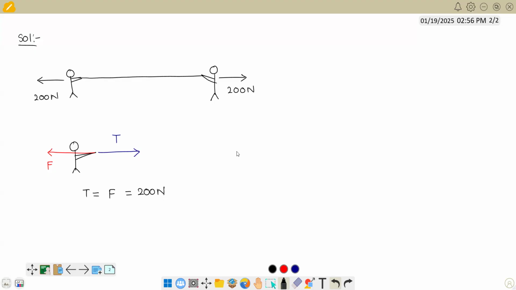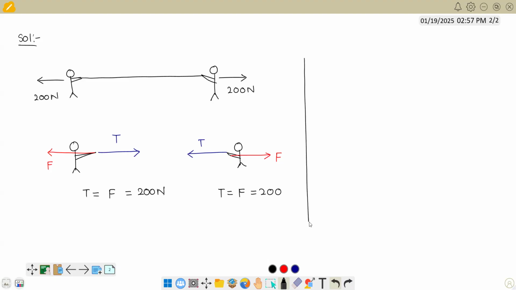And if I do the same thing for the other person, if I draw the free body diagram for the other person in the same way, here also he has tension force T in this direction because of the rope and his own force of F. So from this also we can say tension is nothing but force F, which is 200 Newton. So the tension in the rope will not be 400 Newton. It will actually be 200 Newton only.